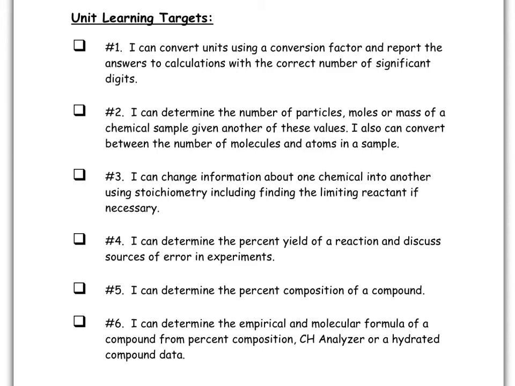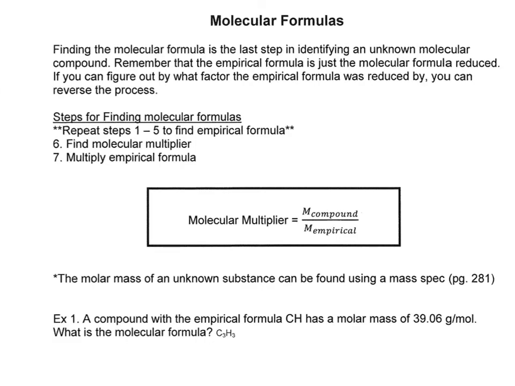In this lesson, we'll finish off learning target number 6, focusing on completing the step of identifying a molecular compound by determining its molecular formula. Finding the molecular formula is the last step in identifying an unknown molecular compound. Remember that the empirical formula is just the molecular formula reduced into lowest terms. If you can figure out by what factor the empirical formula was reduced by, you can just reverse the process and identify the compound.